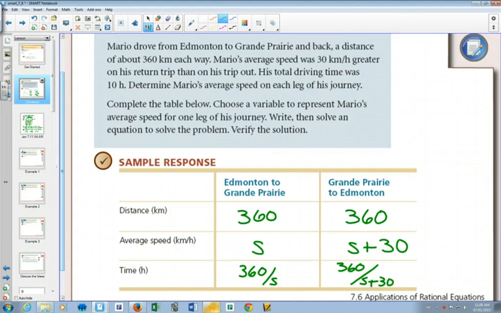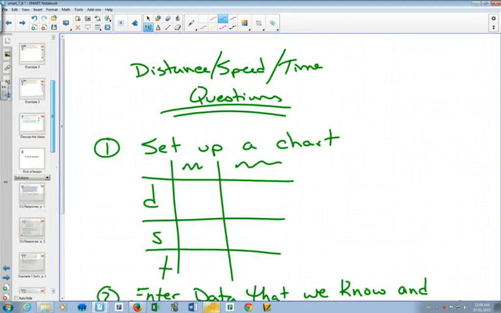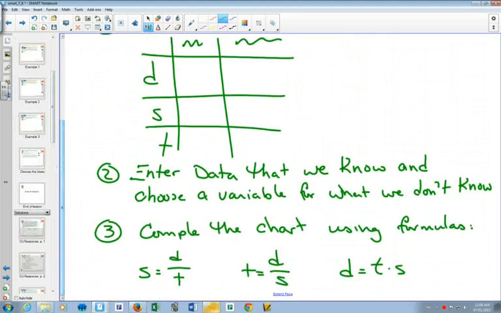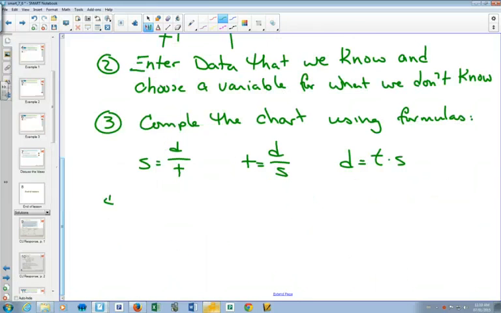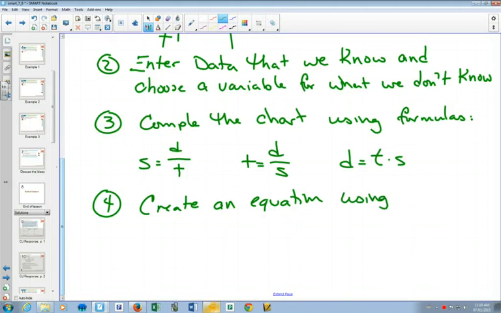I guess I'm going to go back to what we wrote over here on the side. There will always be, as sort of a step 4, something in the question where you can create an equation using additional information from the question.